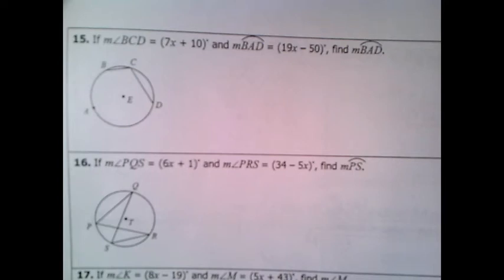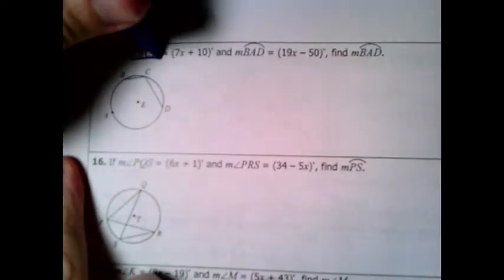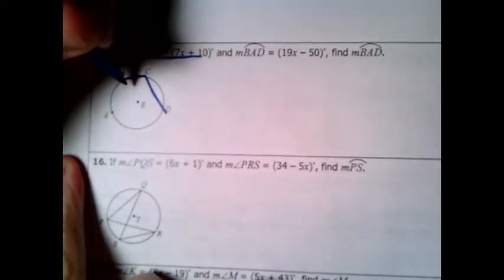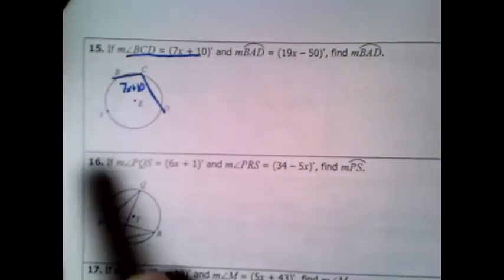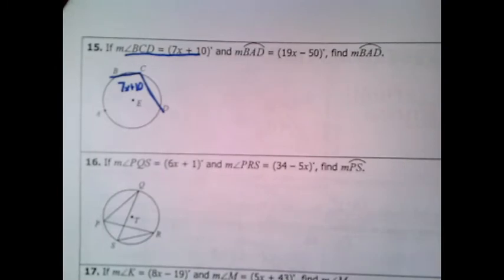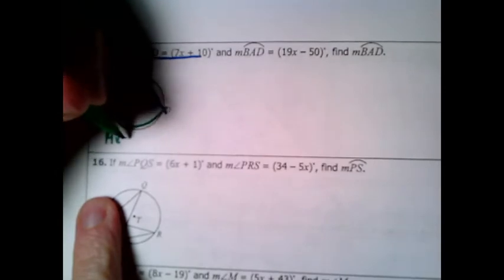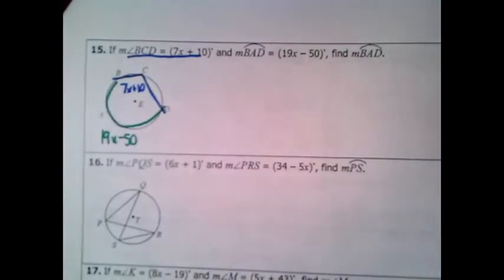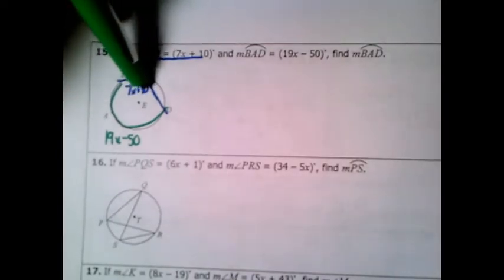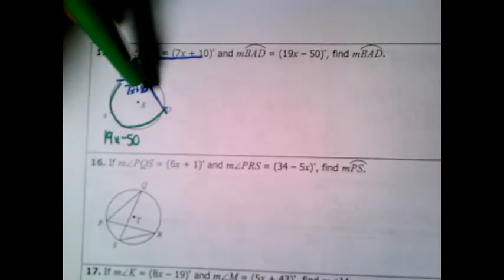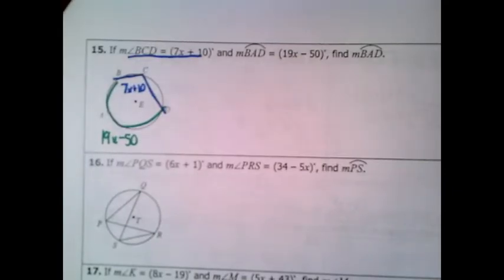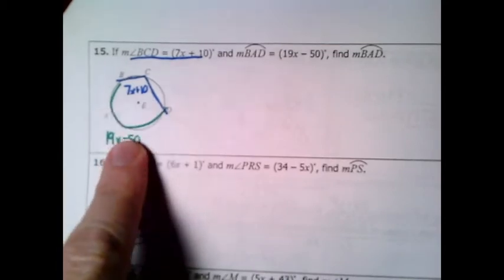Alrighty, so we are getting ready to do 15 through 31, which is your second page of your review packet. So on this one it says BCD is 7x plus 10, and then they tell you arc BAD was 19x minus 50. Well, if you guys remember, to get from your angle to your arc, remember we talked about little to big. To get from little to big, you need two of these. You need to double this to get to this.